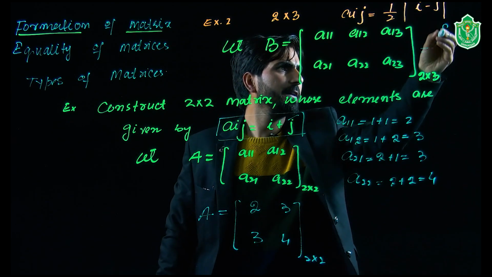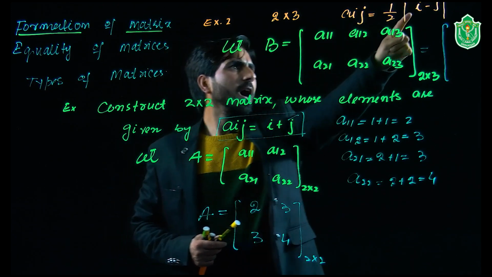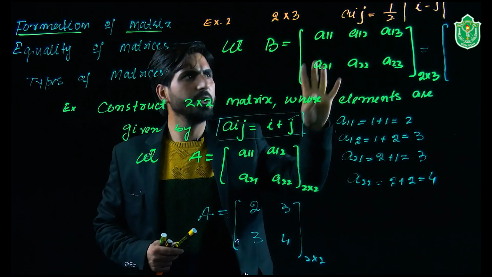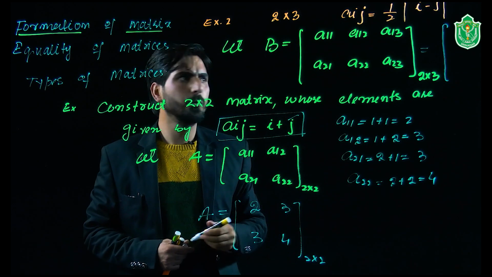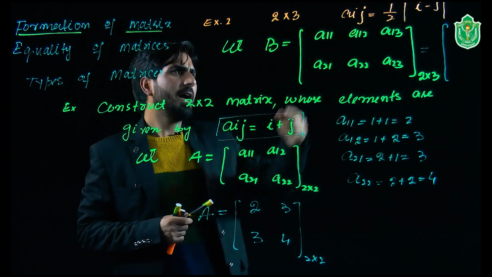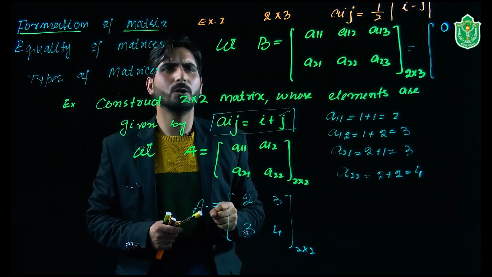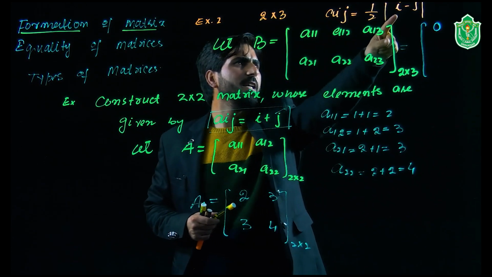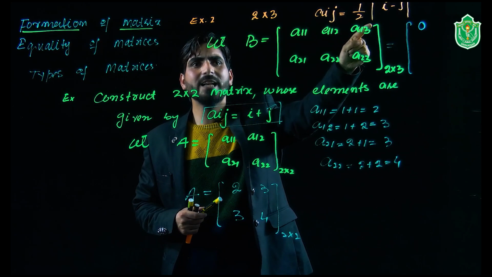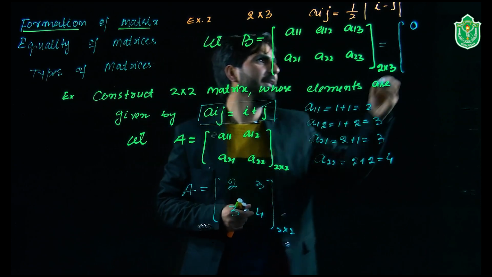We will get A11: if we put i is equal to 1 and j is equal to 1, 1 minus 1, that is 0, and modulus of 0 is 0 and divided by 2. So 0 divided by 2 is 0. So our first element will be 0. So what will be our second element? That is A12. So put i is equal to 1 and j is equal to 2. And if we put here i is equal to 1, this is 1 minus 2. That is minus 1. And the modulus of minus 1 is 1. And divided by 2, we will get 1 by 2.